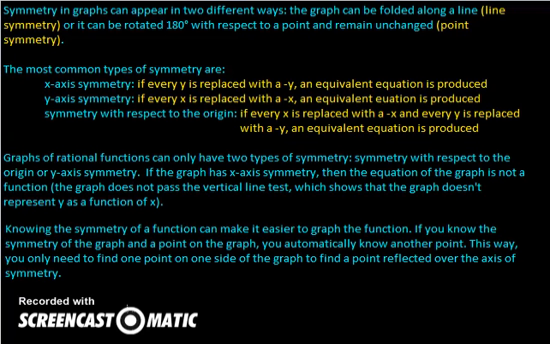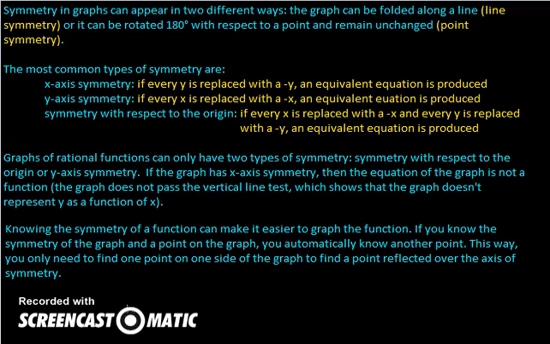Graphs of rational functions can only have two types of symmetry: symmetry with respect to the origin, or y-axis symmetry. If the graph has x-axis symmetry, then the equation of the graph is not a function, because the graph does not pass the vertical line test. If a graph does not pass the vertical line test, it shows that the graph does not represent y as a function of x. Knowing the symmetry of a function can make it easier to graph the function.